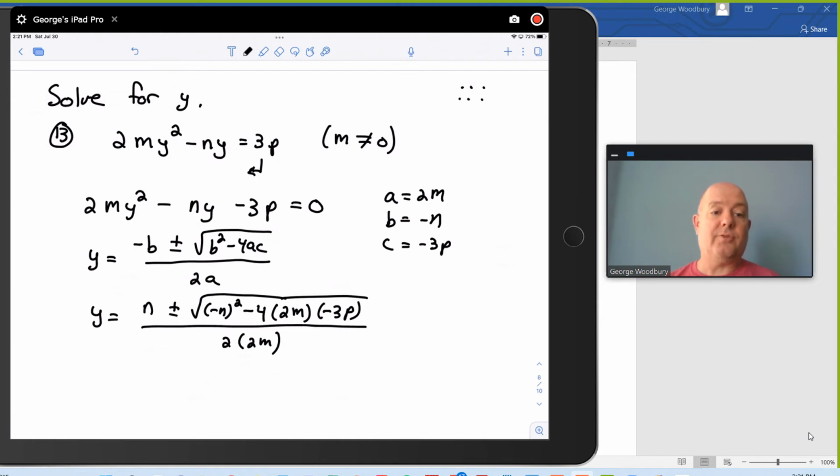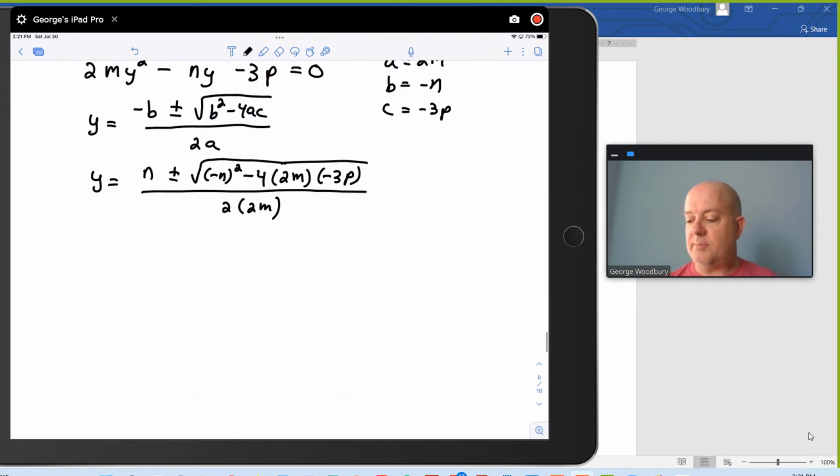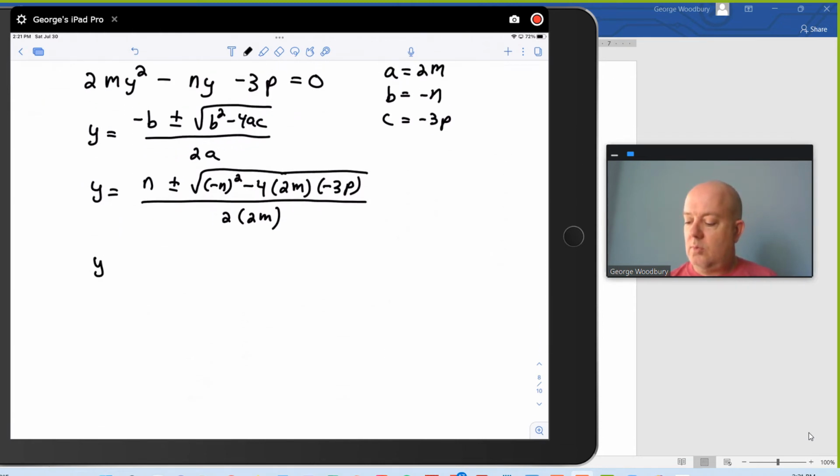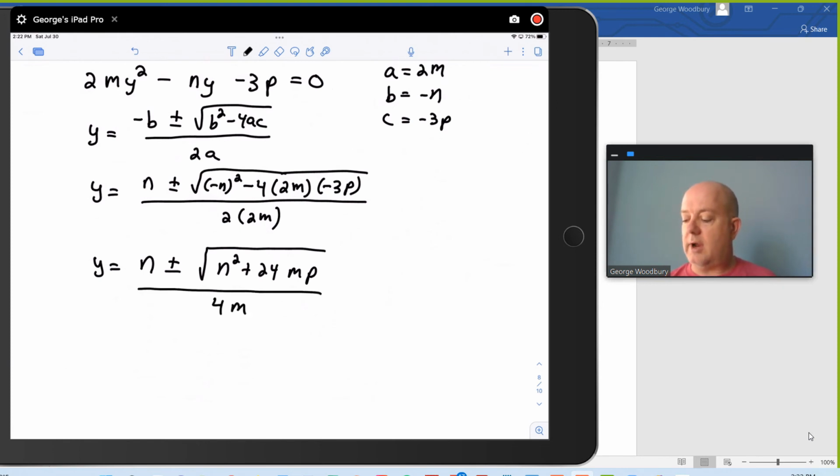A lot of cleaning up to do here. Let's take it one step at a time. Y equals n plus or minus. Inside the square root, again, negative n raised to the second power is just n squared. Minus 4 times 2m times negative 3p. Negative 4 times 2 times negative 3, that's positive 24. So plus 24mp. And that's all going to go over 4m.